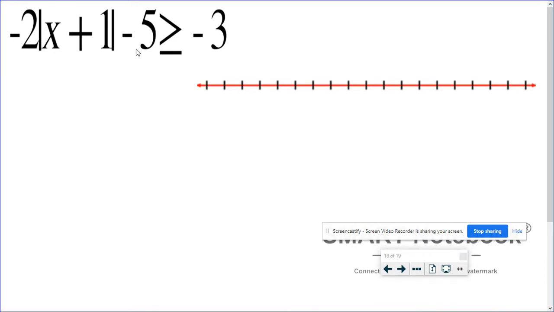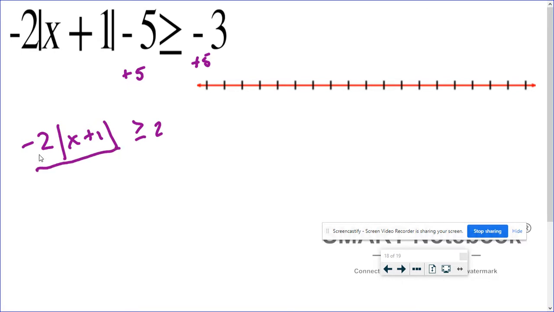So the first thing you need to do is isolate. So I'm going to add 5 to both sides. Now I've got negative 2 times the absolute value of x plus 1 is greater than or equal to 2. The greater than makes me think it's going to be an or statement, but let's see what happens here, because when I divide away that negative 2, I'm dividing by a negative 2. The rule about flipping the inequality symbol still holds. So now that greater than or equal to turns into less than or equal to. 2 divided by negative 2 is negative 1.